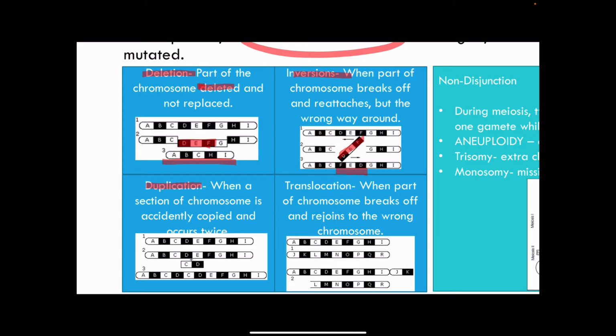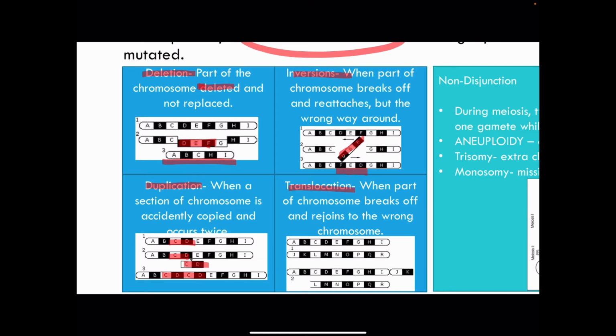Next, we've got duplications, which is when a section of a chromosome is accidentally copied twice, okay? So we've got CD here. This CD segment is copied and inserted, and so now we've got CD, okay?